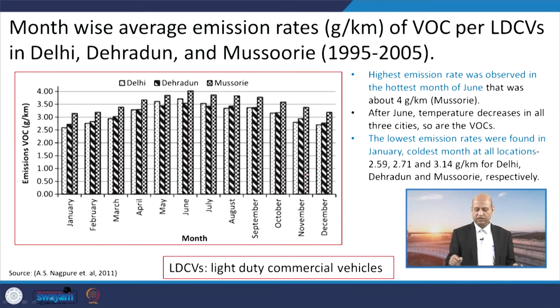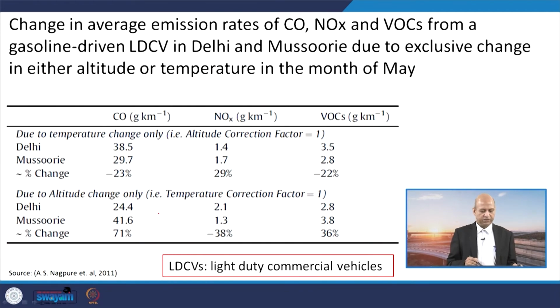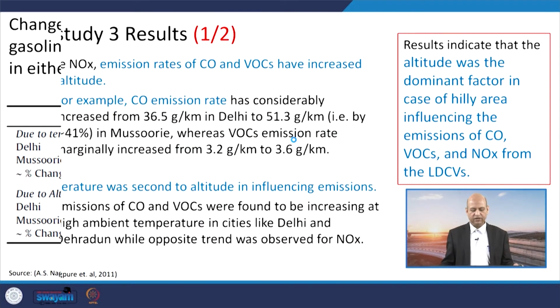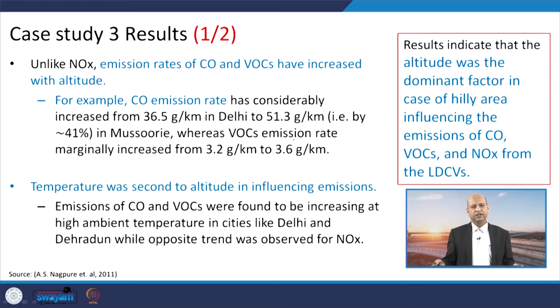You can see the VOCs. Again, VOCs, like CO, are more in summer and less in winter months. So basically correction factors are also to be applied, related to altitude correction and temperature correction, and then total emissions are estimated. We see that the impact is more CO and more VOCs in summer, for light duty commercial vehicles based on petrol we are talking about, and less NOx, the opposite of NOx.